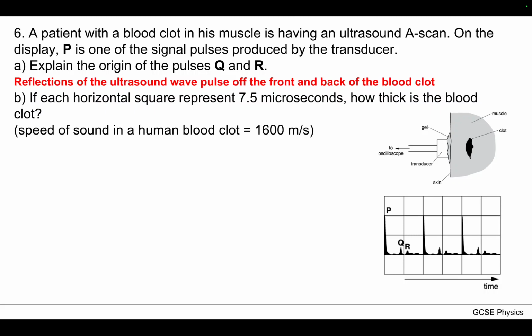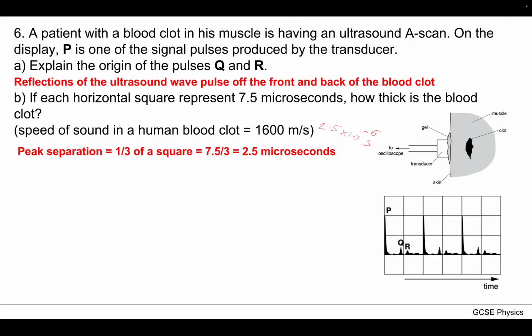So it says if each horizontal square represents 7.5 microseconds, how thick is the blood clot? Now this is a little bit tricky because Q and R is approximately a third of a square. If you didn't quite get a third, but you still did the technique right, if this was an exam question, there will be a range of answers. So peak separation is about a third of a square. Obviously that's a time axis, so you need to do the 7.5 microseconds divided by 3. Which gives you about 2.5 microseconds, or 2.5 times 10 to the minus 6 seconds. I'll write that in. So it's 2.5, because this is what you'd use in your calculation. 2.5 times 10 to the power minus 6 seconds.